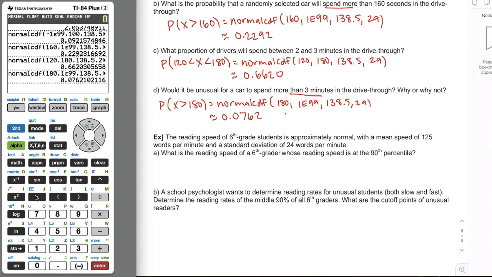So now we have to answer the question, would it be unusual? Well, the answer is no. And that is because the probability is greater than 0.05. And that is always the default we'll use.